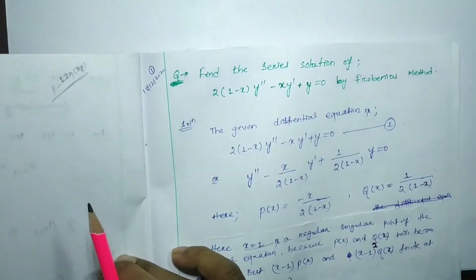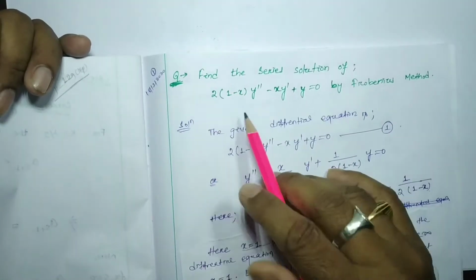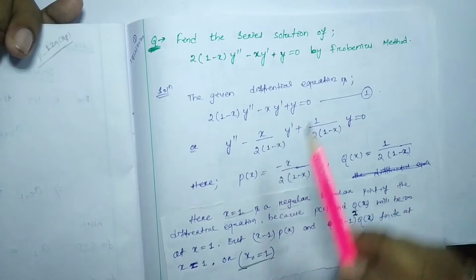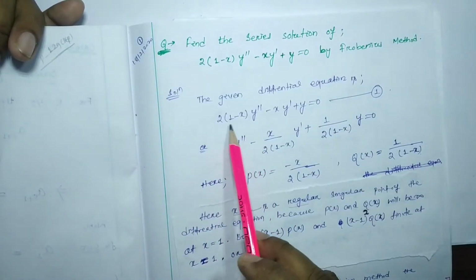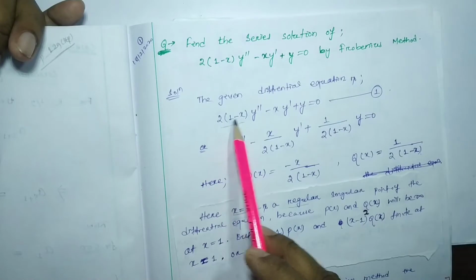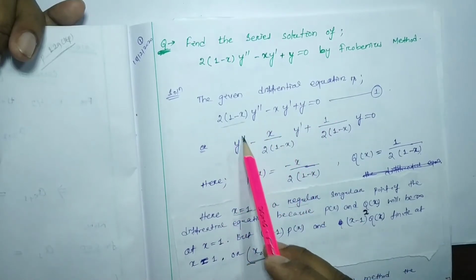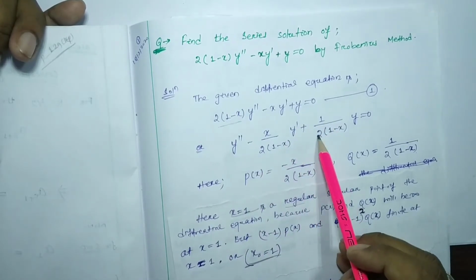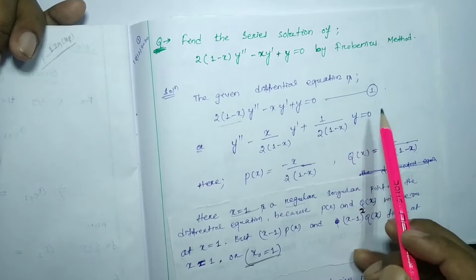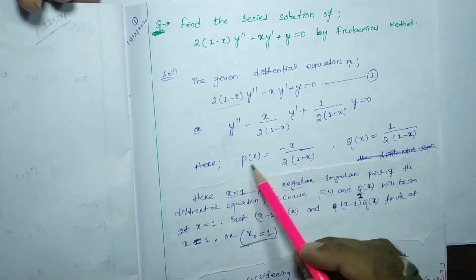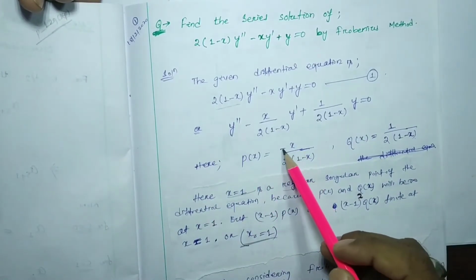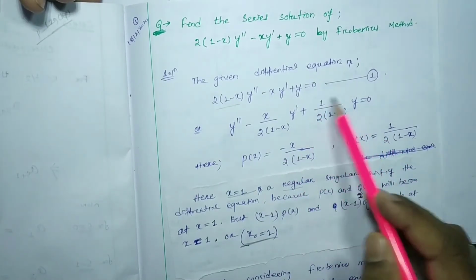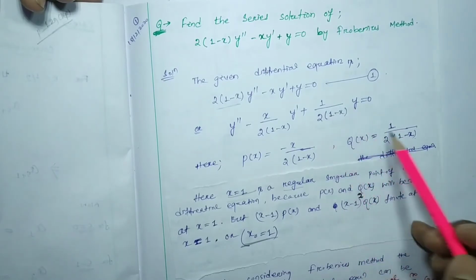So here the given differential equation is this one. Let it be equation number 1, and this can be written as y double dash minus x by 2(1 minus x) y dash plus 1 by 2(1 minus x) y equal to 0, dividing each term by the coefficient of y double dash. So here p(x) will be equal to minus x by 2(1 minus x), and q(x) will be equal to 1 by 2(1 minus x), the coefficient of y.